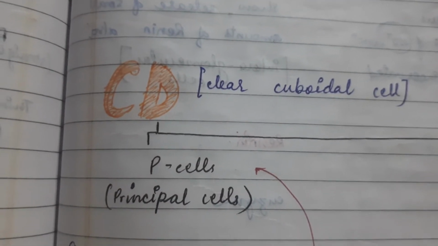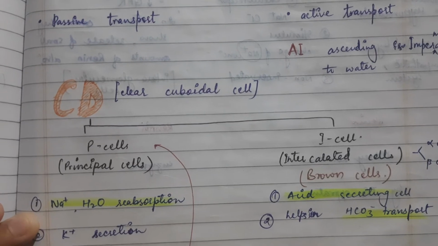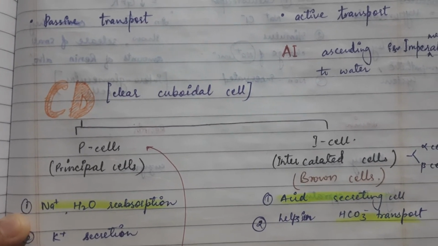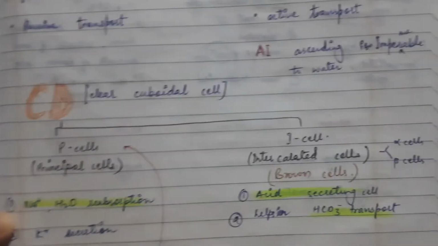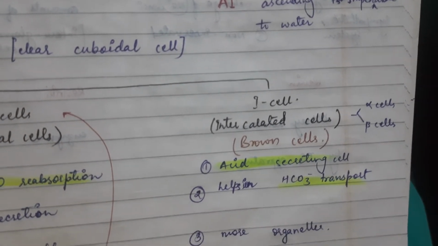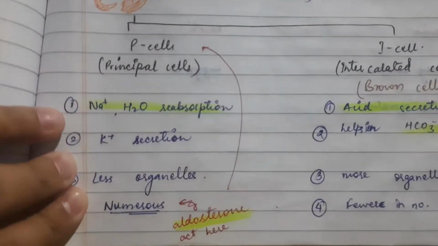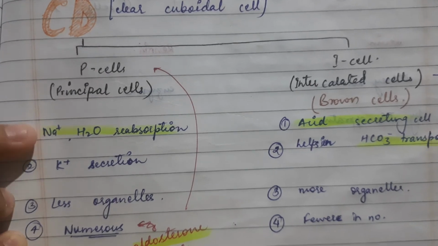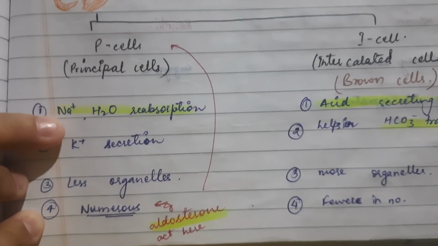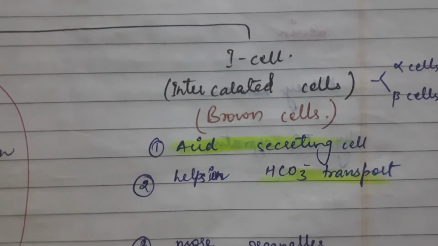Then the collecting duct, which has clear cuboidal cells. There are two types of cells in the collecting duct: P cells and I cells. P cells are principal cells and I cells are intercalated cells, which are further divided into alpha and beta cells. Intercalated cells are also called brown cells. In P cells sodium and water reabsorption take place, and I cells are acid secreting cells.